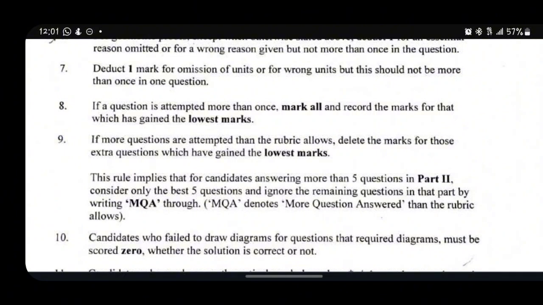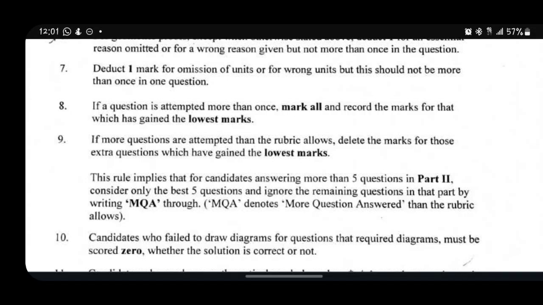Let's say he solved the first one and he got an 8/12 mark, and the second one he got a 10 or 11/12 marks. The examiner will record 8/12 marks for that question that has been done twice.